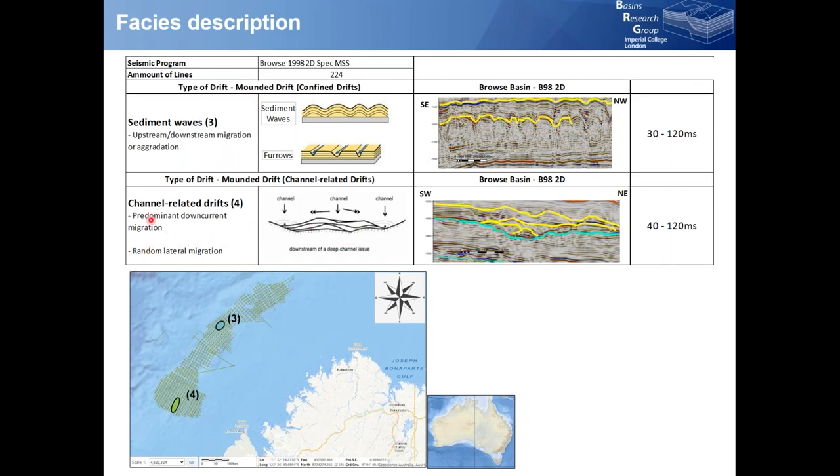In this one specifically, in the channel related drift, we found many of them inside the area, and they are located towards the southernmost part of this program. And as you can see from the original interpretation, the shapes have very good similarities, and the thickness is almost between 40 and 120 milliseconds.